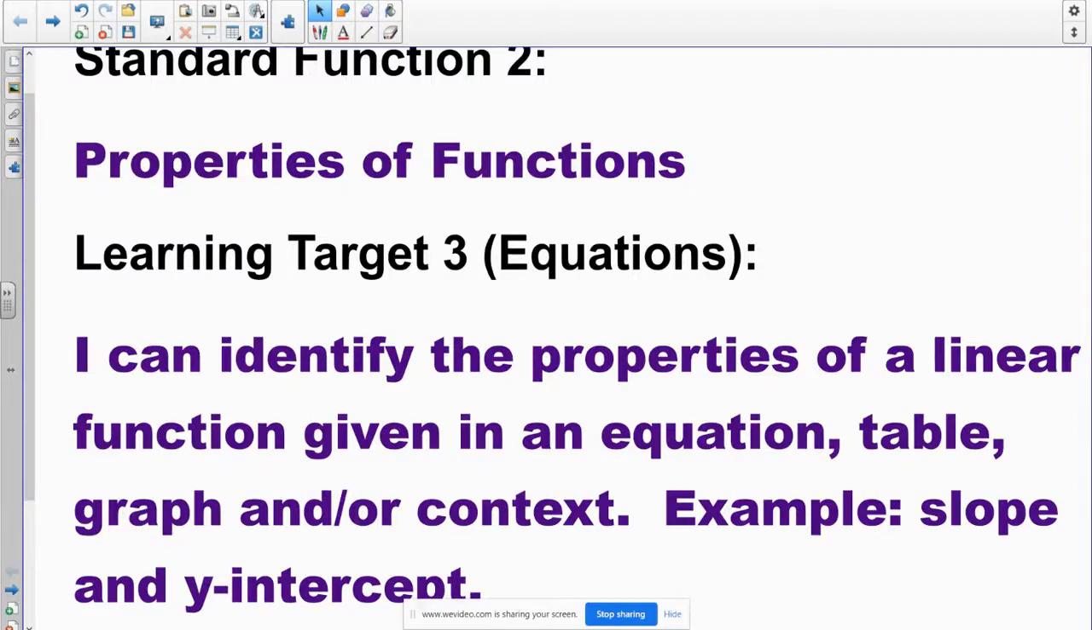Welcome to another episode of Standard Function 2, Properties of Functions, Learning Target 3, Equations. I can identify the properties of a linear function given in an equation, table, graph, or context.